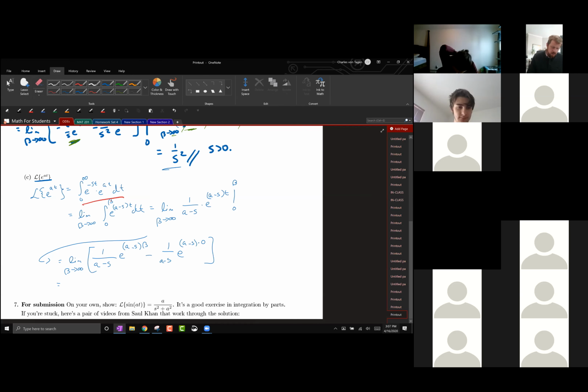Okay, I want to look at this statement that I've currently got. Notice that the only place where beta shows up is in this first term, and beta is going to infinity. I want this term to converge. If a minus s is positive, then the whole thing diverges.